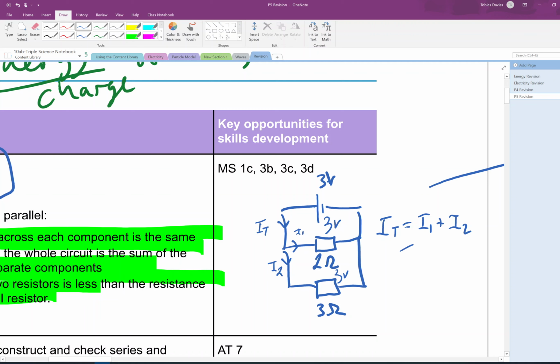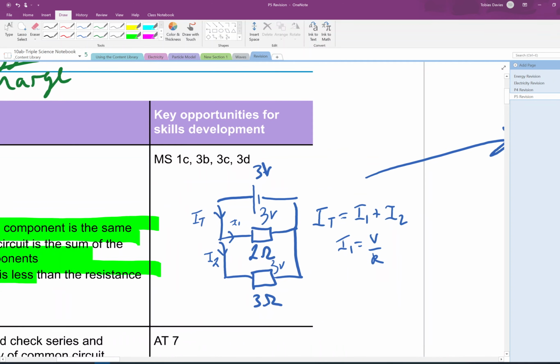And I could work out that I1 is V over R from that lovely equation that you might be thinking I'm obsessed with. It is my favourite equation. Everybody should have a favourite equation, especially if you're a top nerd, which I claim to be. So 3 volts over 3 ohms. Oh my god, 3 divided by 3, I can do that in my head. It's just 1. So 1 amp.